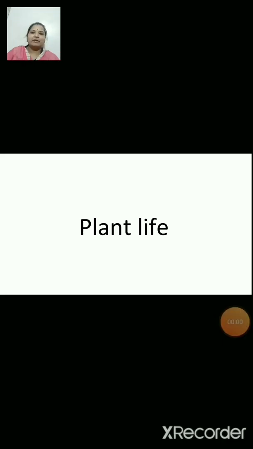Hi everybody. We were studying lesson number 5, plant life. In the previous session, we studied how plants reproduce, through various parts such as roots, stem, leaves, etc. We also studied the structure of a seed.